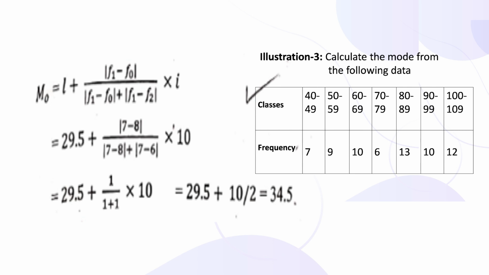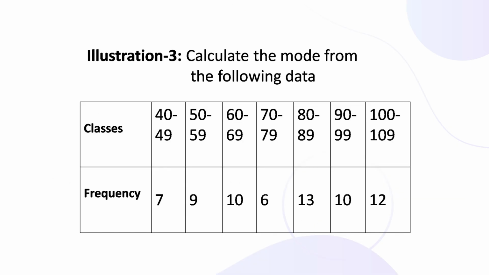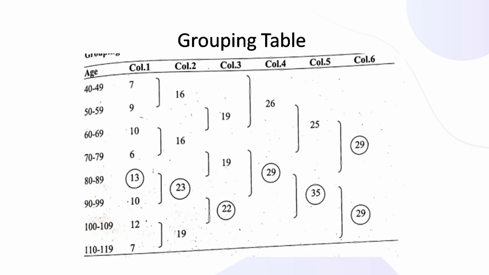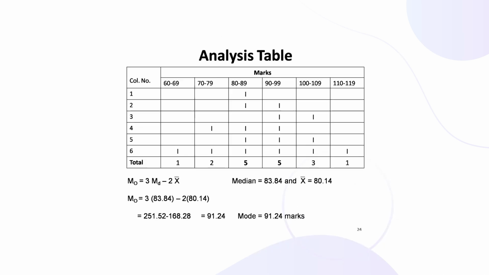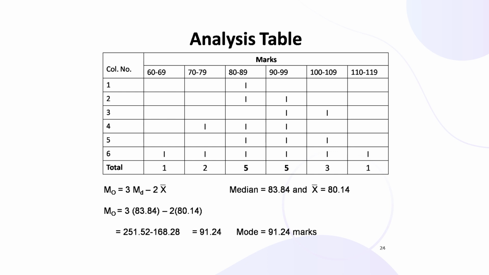Now you go to the third situation of the data. Here, inclusive classes, then the frequency, you go to the grouping table, then you go to the analysis table. Here you can see the peculiar situation. There are two values which repeated the highest number of times, 5 and 5. Now we can take it as a modal class. 80 to 90 is the modal class and 90 to 99 is also the modal class.